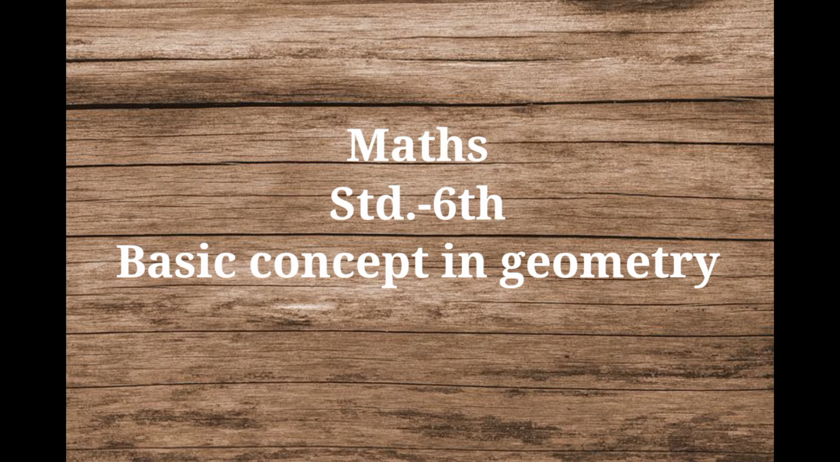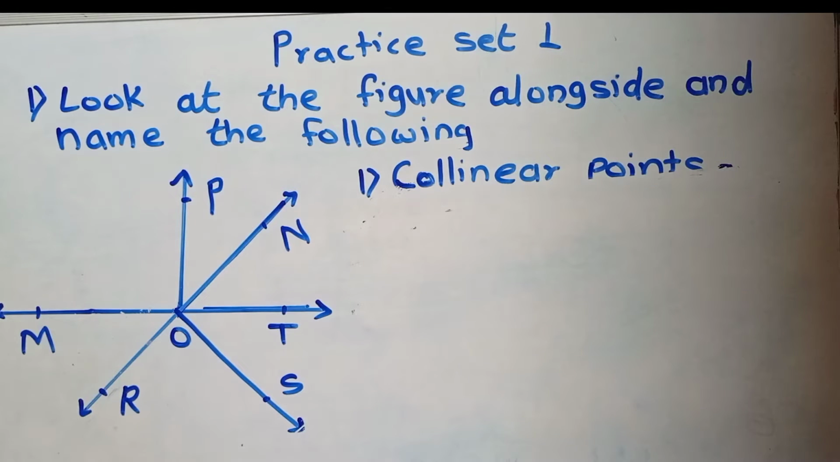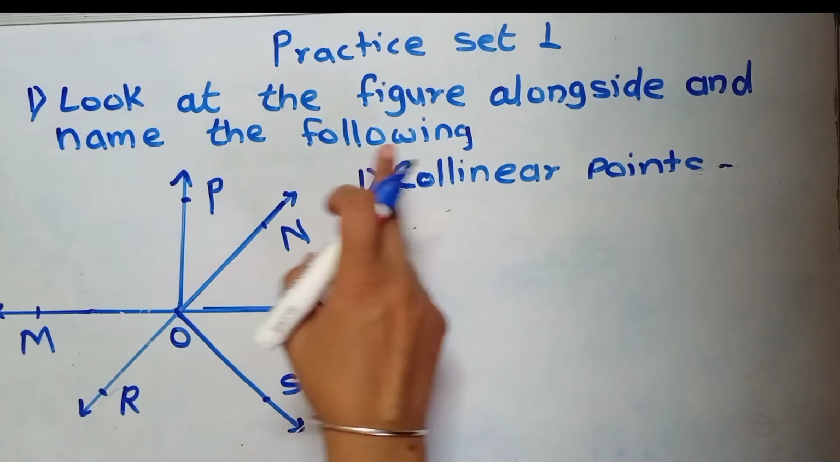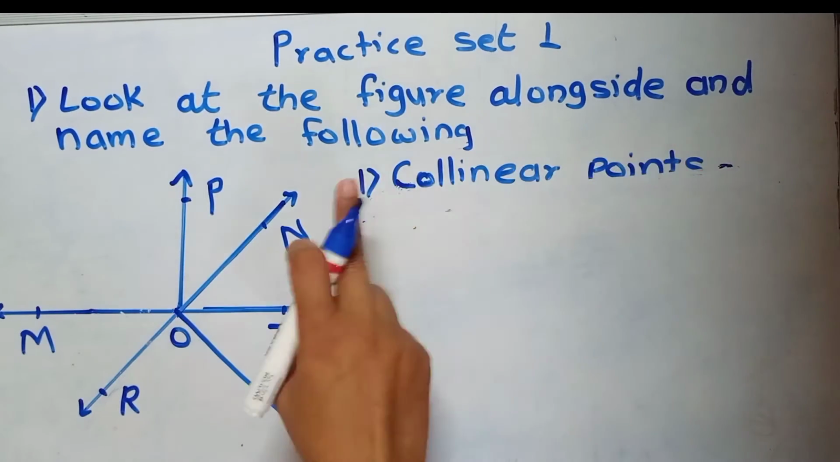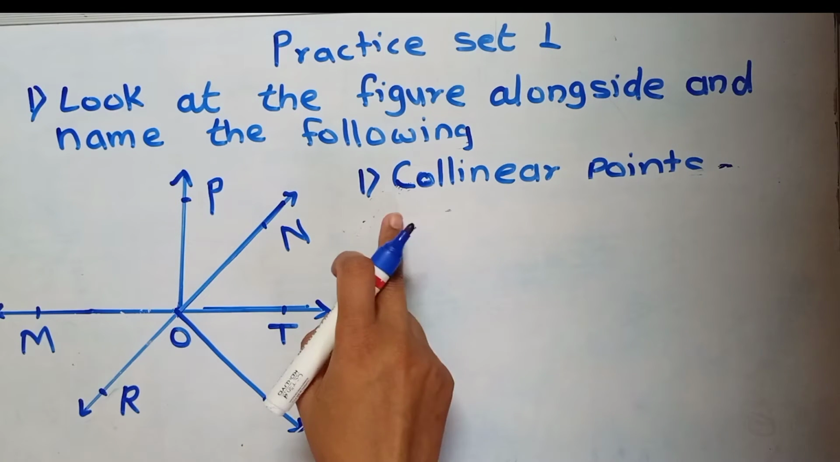Today we are going to study the subject Maths of Standard 6. The first chapter, Basic Concepts in Geometry. Under that we solve practice set 1. First question is, look at the figure alongside and name the following. We are given this figure and we will solve the questions.